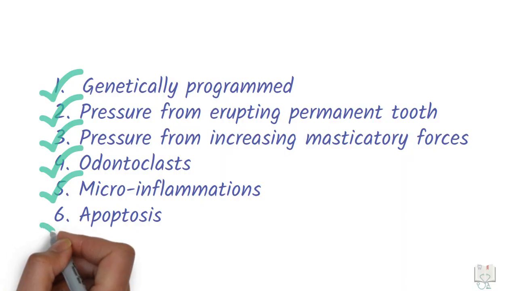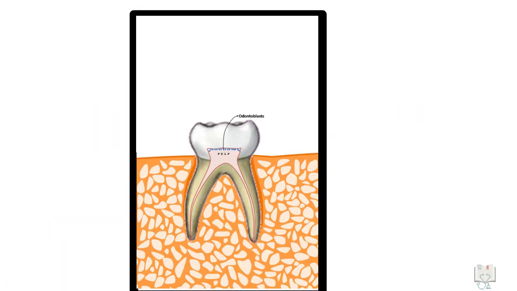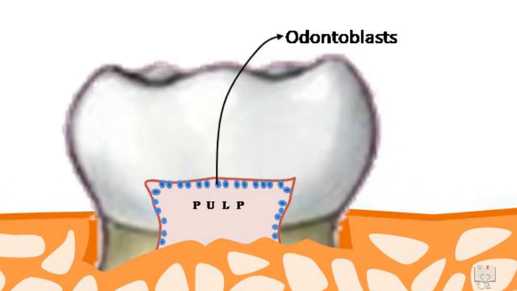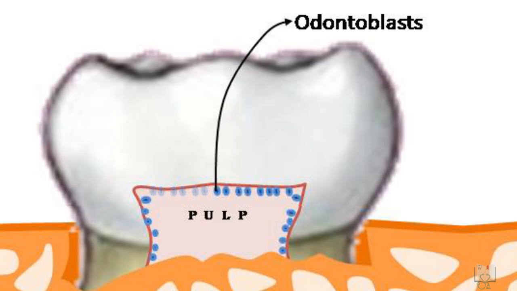Apoptosis. In multi-rooted teeth, many times the root resorption reaches the pulp chamber. Here, as dentine resorption continues, the odontoblastic cells have to be removed first. This is thought to be done by them undergoing programmed cell death.